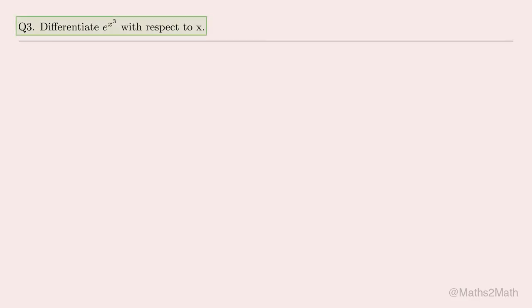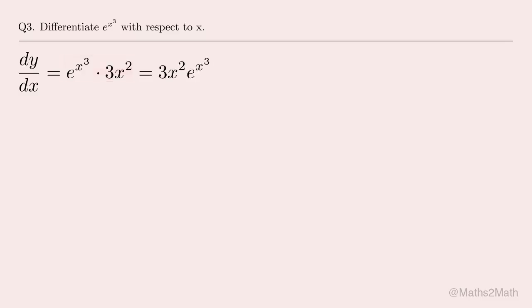Question 3. E to the x cubed. One chain rule with the cubic inside. The exponential stays, times the derivative of x cubed, which is 3x squared.